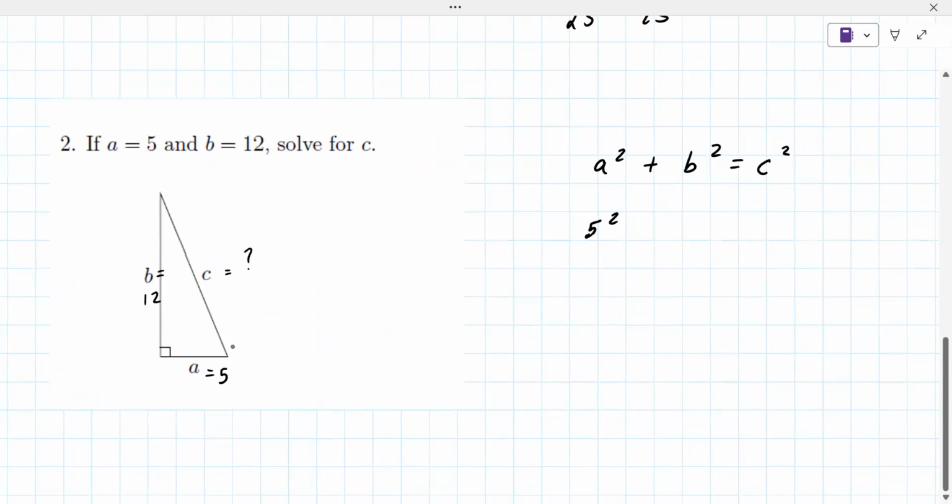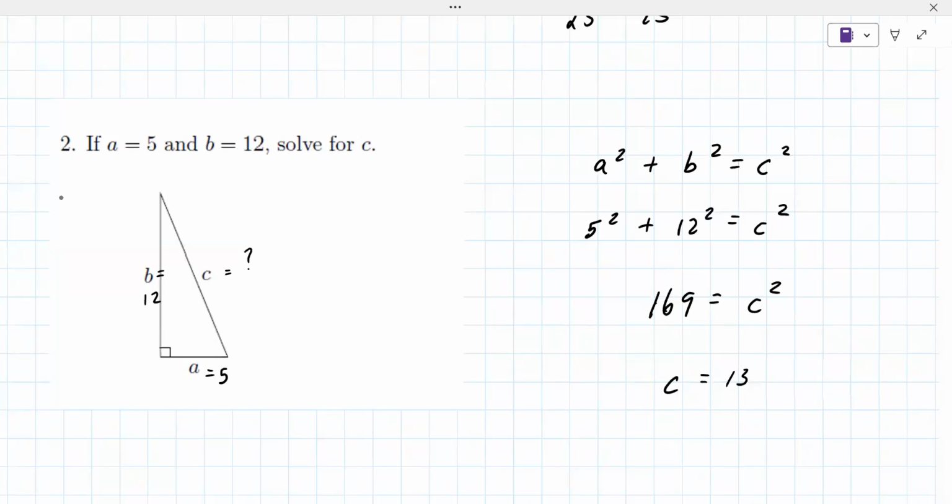So A is 5, B is 12, and C is unknown. So can you tell me what 5 squared is and 12 squared, please? That equals 169. Okay. So the mistake here, go ahead. 13 squared on the right. Right. So C is actually 13. It is not 169. Okay. It's C squared is 169. And that's important.